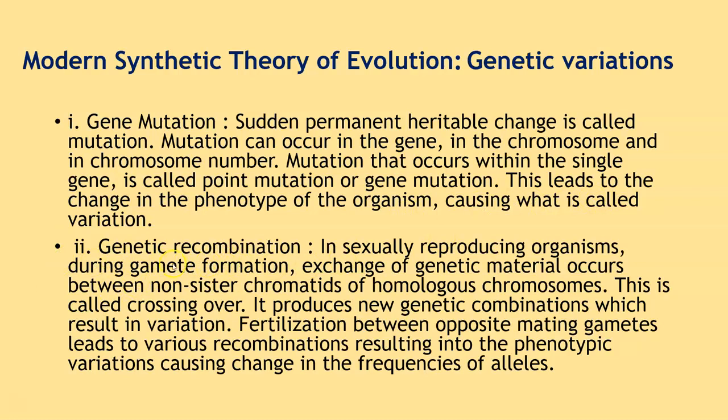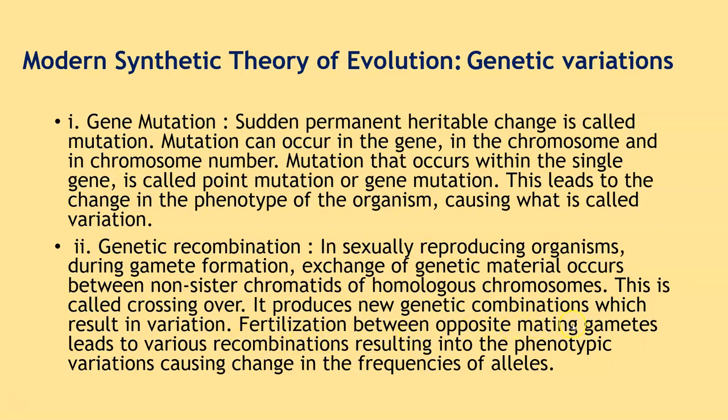The next factor responsible for variation is genetic recombination. Students, we know that in sexually reproducing organisms, during gamete formation, there is an exchange of genetic material between the non-sister chromatids of the homologous chromosomes. This is called crossing over. We are all aware of the phenomenon of crossing over, which happens at the time of meiosis. It produces new genetic combinations, which also results in variations.